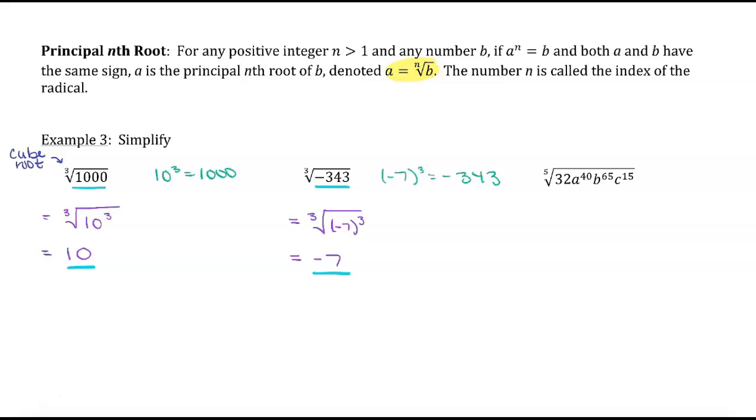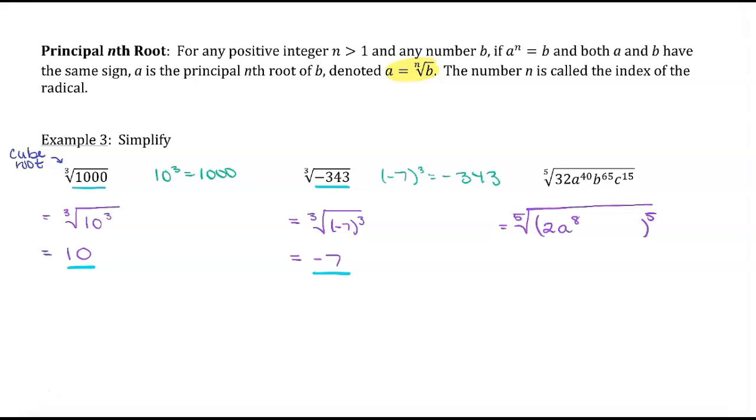Now let's look at the fifth root of 32 times a to the 40th times b to the 65th times c to the 15th. Let's see if we can write what's inside as something raised to the fifth power. Consider that 32 is equal to 2 to the fifth, and a to the 40th, we could write that as a to the 8th to the fifth.